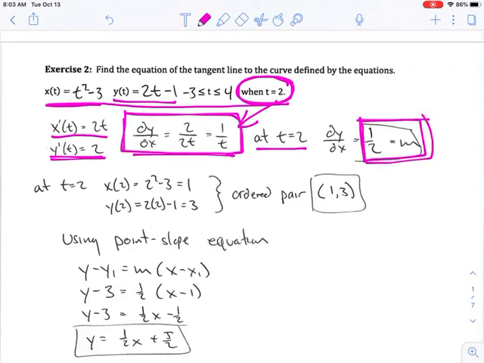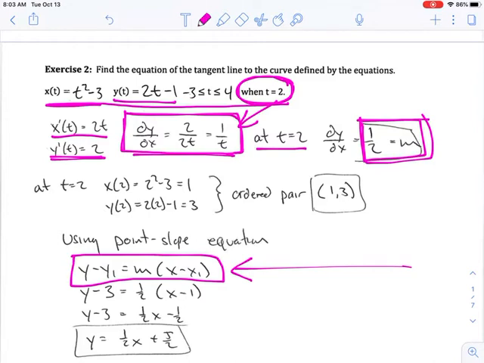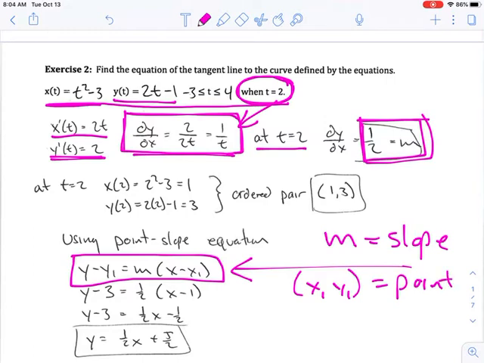Another thing that we need, and I'm just going to jump ahead here, is the point-slope equation. To use the point-slope equation of a line, we need the slope, and we need a point on the line. The slope we know is m. So we need a point x1, y1, which is a point on the line. How do I get that point on the line?